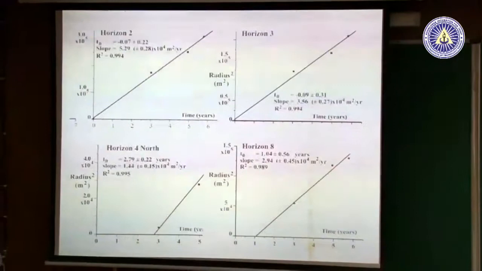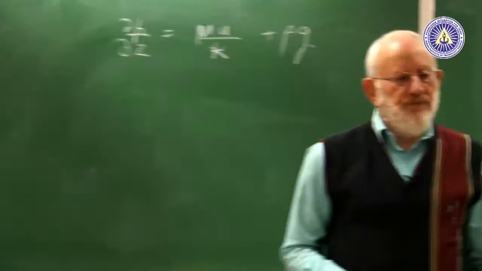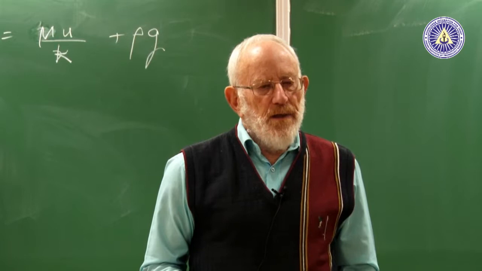Anyhow, Horizon 8, we put it through, and you see it took a year before the fluid leaked through and got up to Horizon 8. So here what you're plotting is you put the carbon dioxide at some strata, it leaks up through the spaces, comes to the interface between the rock and the porous medium, and then spreads. That's right.